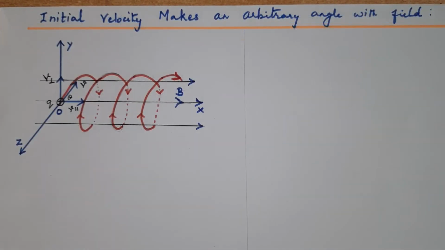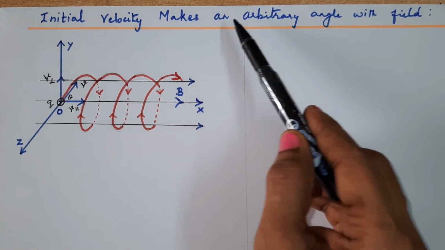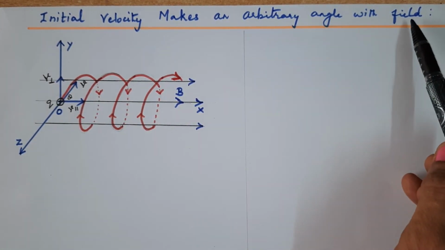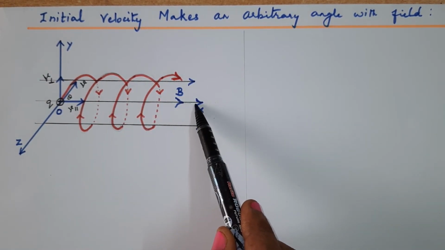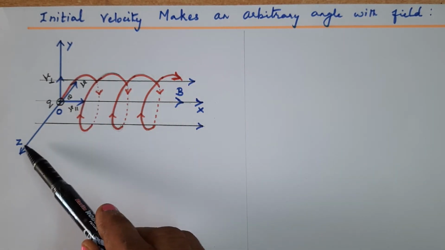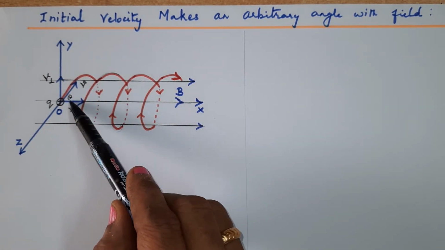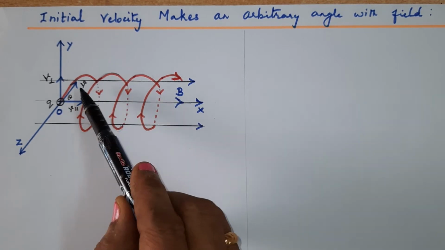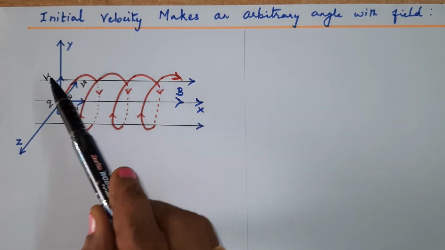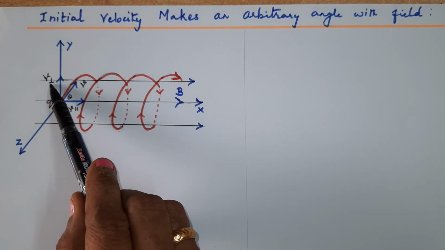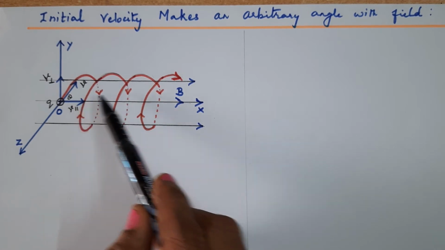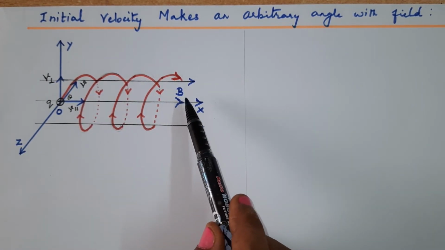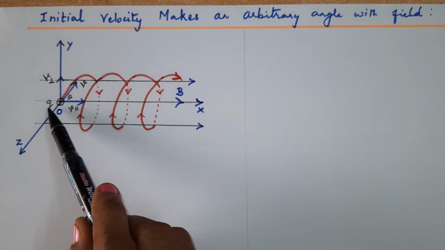When the initial velocity makes an arbitrary angle with the field, as shown here, this is the magnetic field B along the x-axis, in the XYZ plane, and this is the velocity that makes angle theta with the magnetic field. This velocity V is resolved into its components. One is the perpendicular component along the YZ plane, and the parallel component V parallel is along the x-axis, in the same direction as the magnetic field. Here is a charged particle with charge Q and mass m.